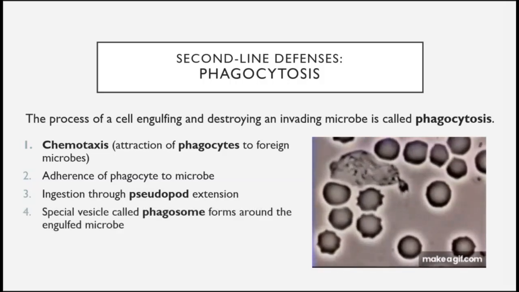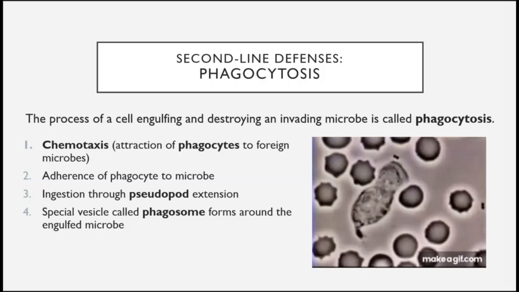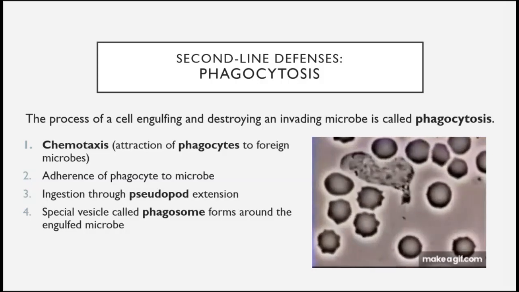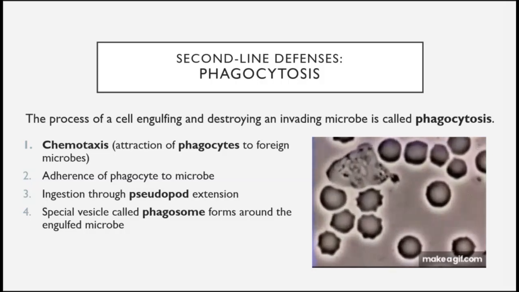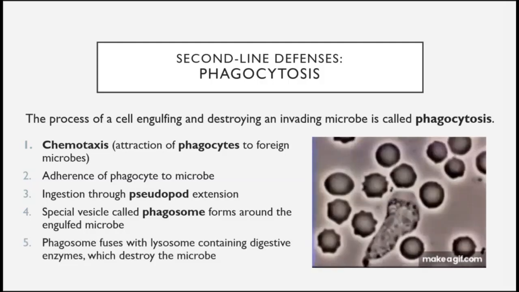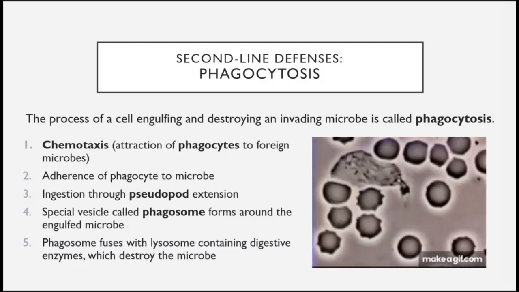They have a special vessel called a phagosome. And so this intracellular organelle engulfs the microbe and then digests it. So the phagosome fuses with a lysosome containing digestive enzymes, which destroy the microbe.